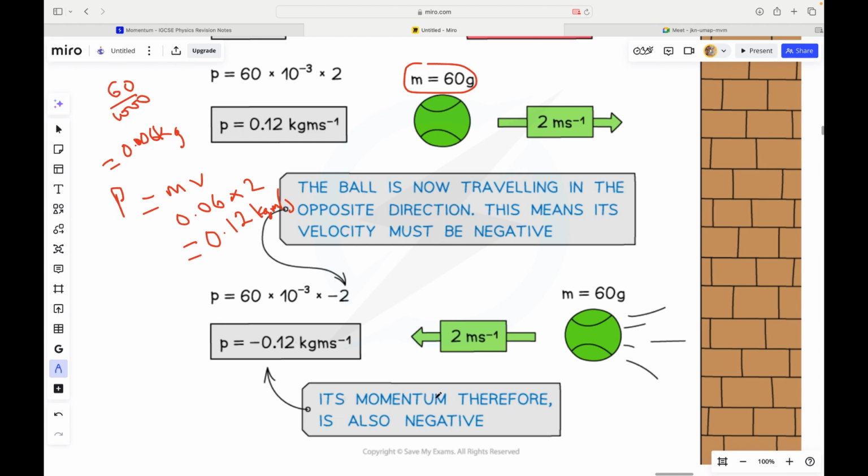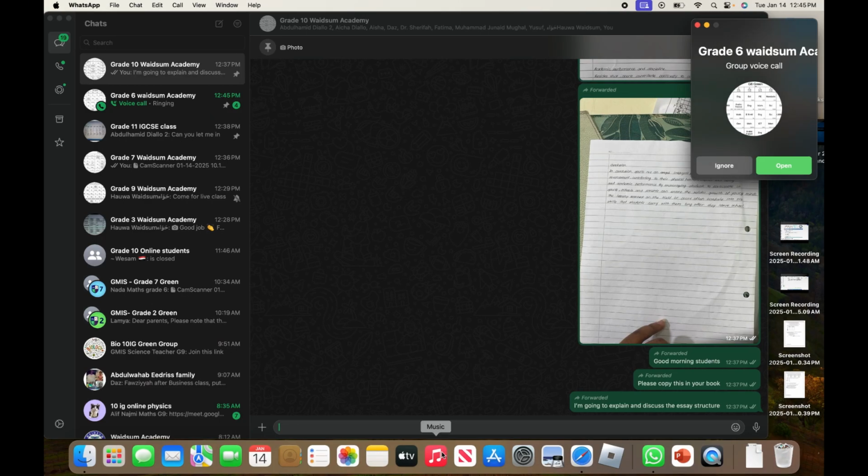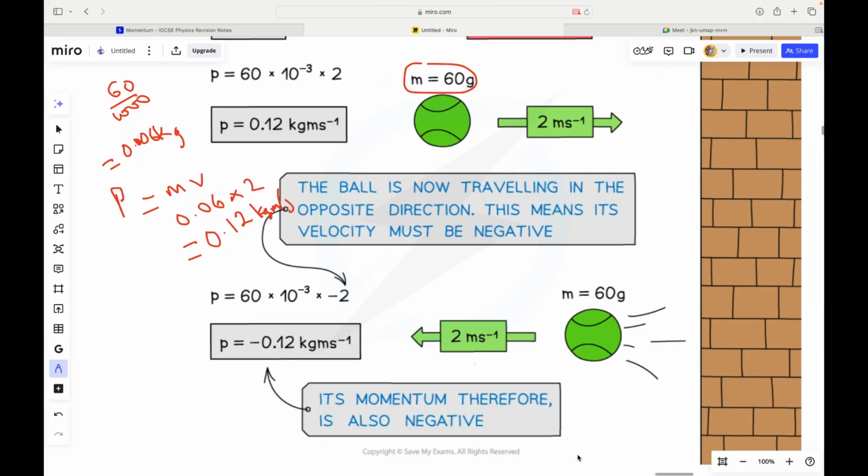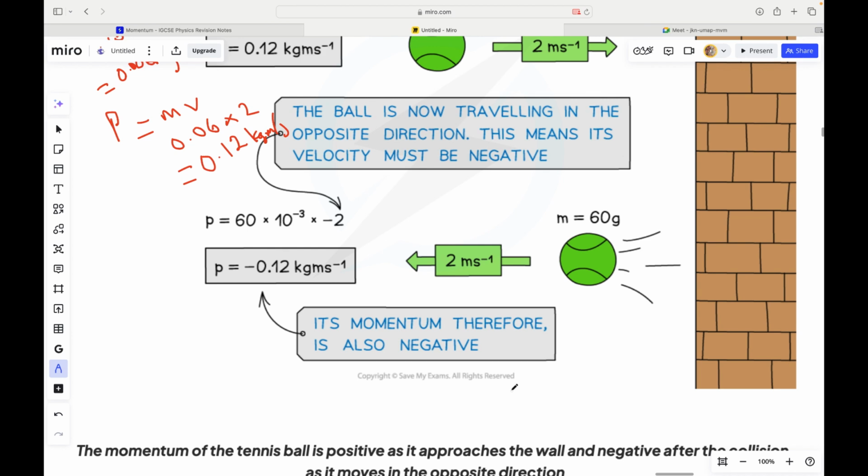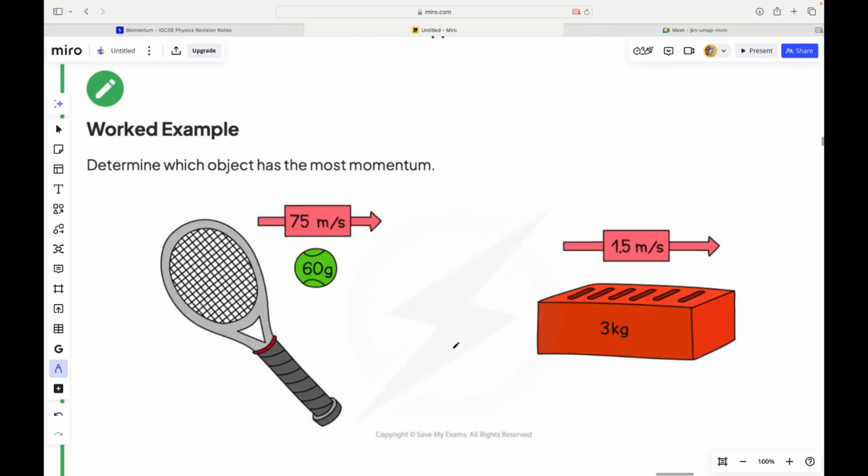Its momentum therefore is also negative for this one. If you calculate the momentum after the ball hits and the ball is going back, the momentum will be negative. Why? Because the ball is going in the opposite direction now. Okay, but the total momentum before and after is the same, except that they have different values.